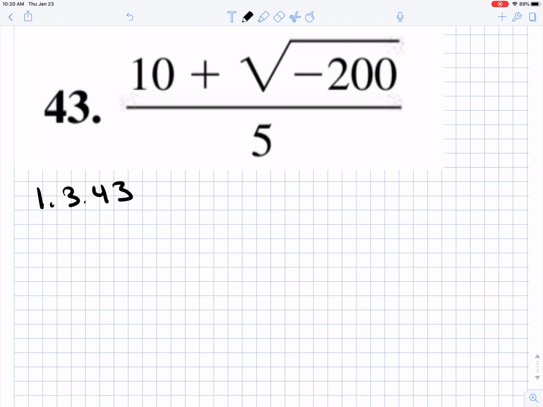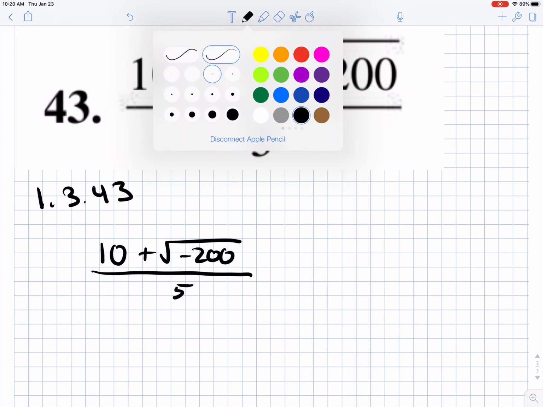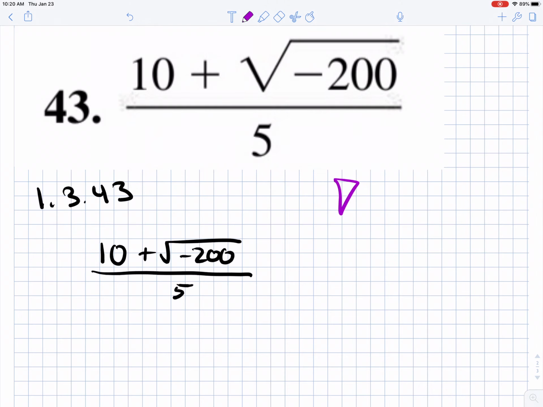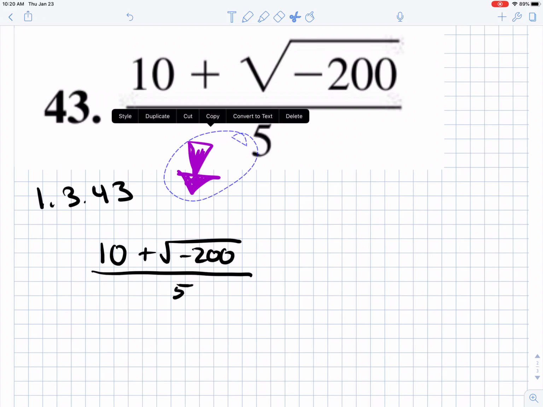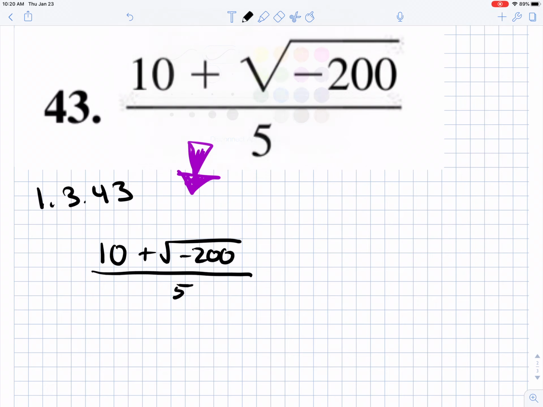I like to start by getting a copy of the original. We have 10 plus the square root of negative 200, over 5. So in class, we made a statement that whenever we have a negative inside the radical, we address the negative first. So I would approach this in the following manner.